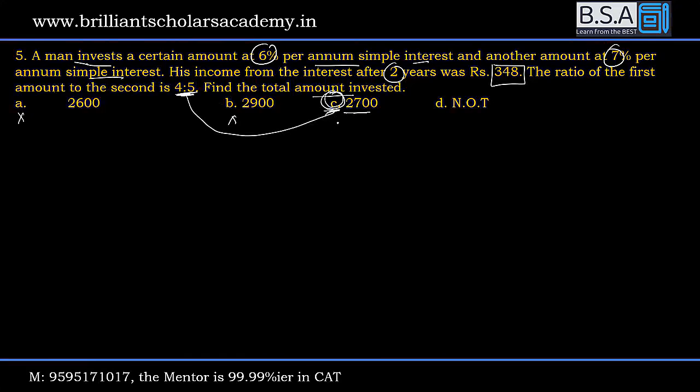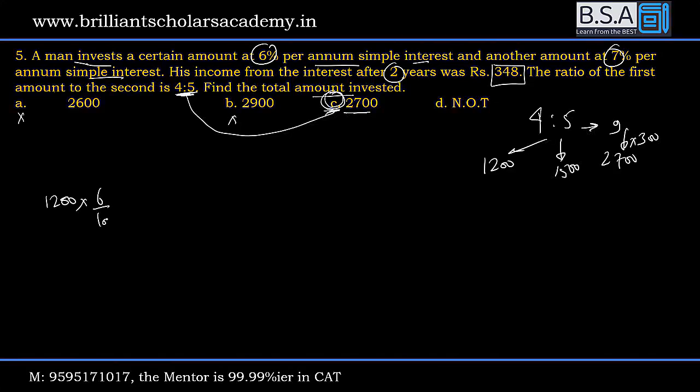So I'll just check this, because if I say 4 and 5, total is 2700, 300 each. This becomes 1200 and 1500. So 1200 rupees generates what? 6%. For how many years? 2 years. 1500 generates what? 7%. For how many years? 2 years. I have to just confirm, does it match? Does it become 348? If it matches, my answer is ready. Otherwise, the answer would be none of these.